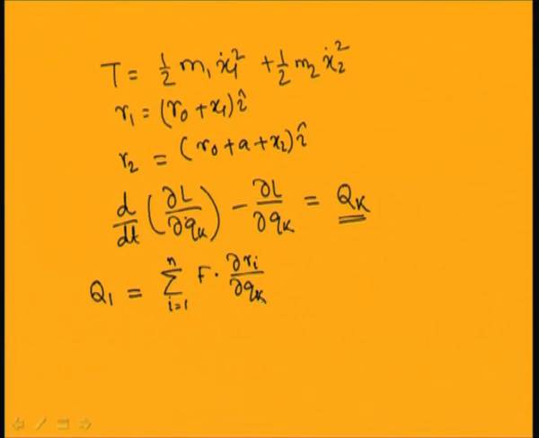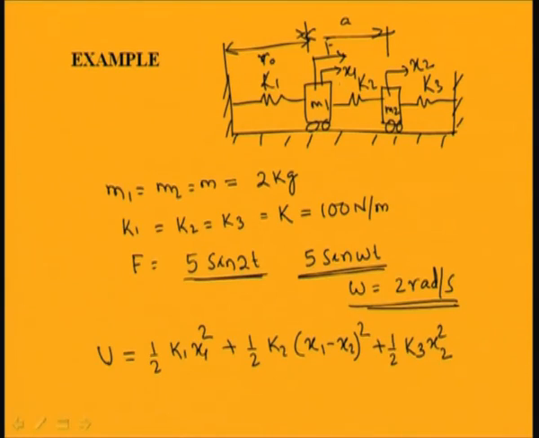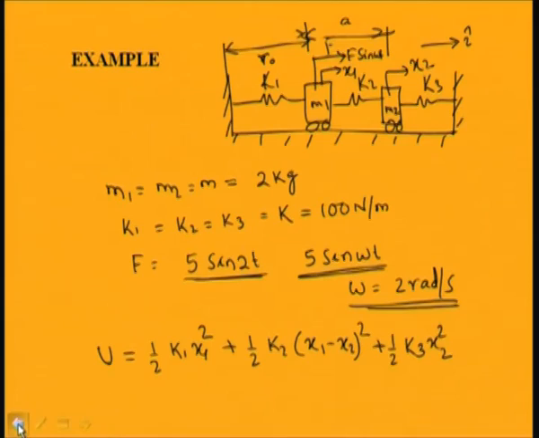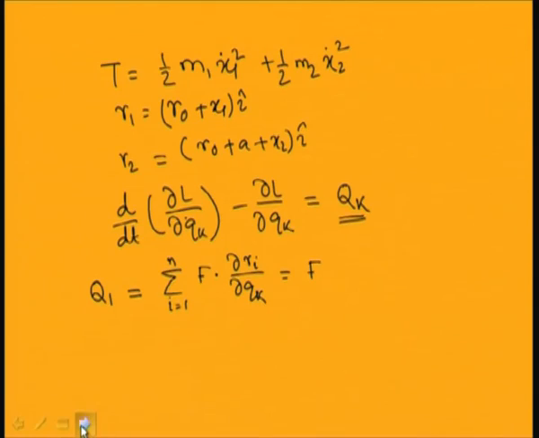In this case we have only one force, the force equal to f sin omega t acting here. It is in the positive direction. I am taking this direction as i, with a unit vector i. So this force equals f sin omega t i. Only one force is acting, so I can simply write f1 equal to f sin omega t. So I can write f1 i dot del r_i by del q_k.